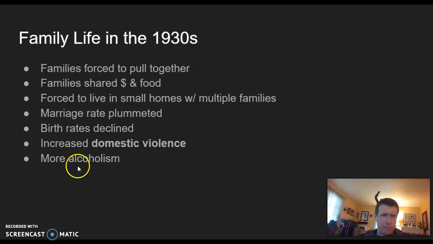I got this note here about how there was more alcoholism. People were drinking more during the Great Depression, which led to alcohol abuse, and that was a real problem. And there's this note about increased domestic violence. It was a sad side effect that when people lose their jobs and alcoholism becomes a problem, there's more violence in the home. There were more reported cases of that.